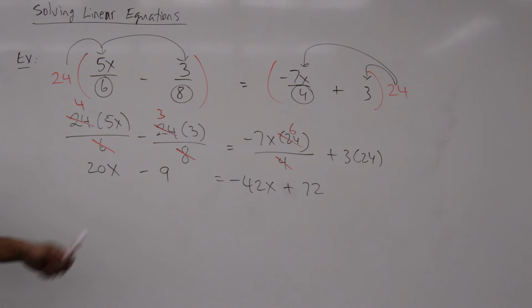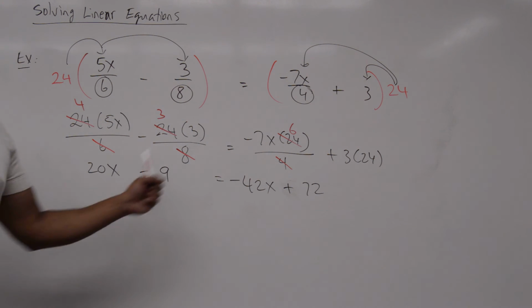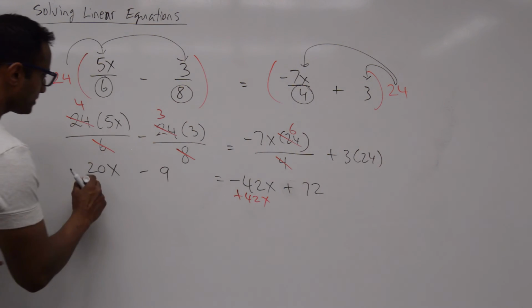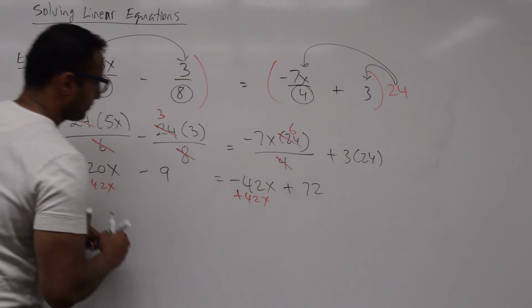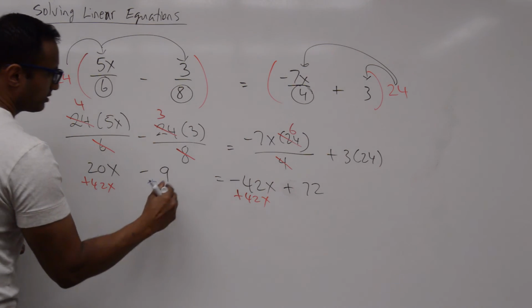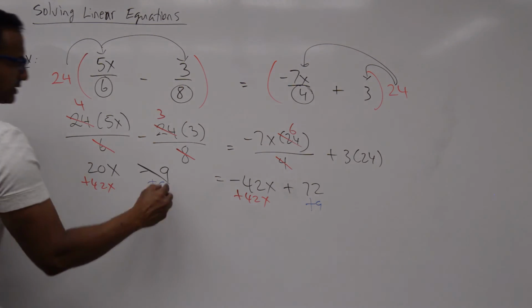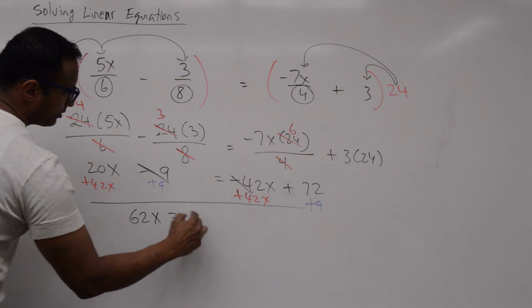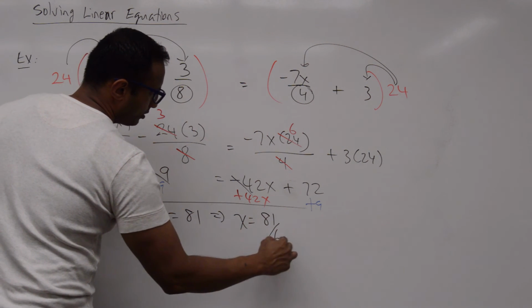Now we have no distribution, we have no like terms, so let's move all the variables to one side, the constants to the other side. So we're going to take 42x, and we're going to add it to both sides. Then we're going to take the 9, and we're going to add that to both sides. Because remember, we have to move the constants to the right. So we're going to move the 9 to the right. So this cancels. We're going to get 62x equals 81, which means x is equal to 81 over 62.